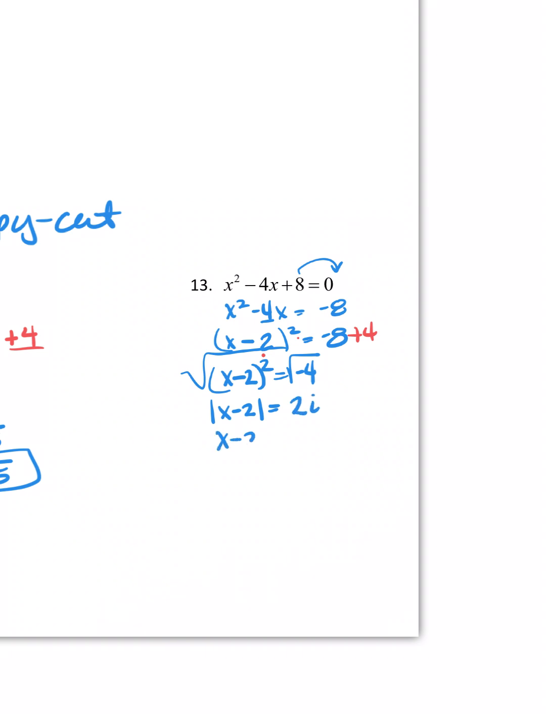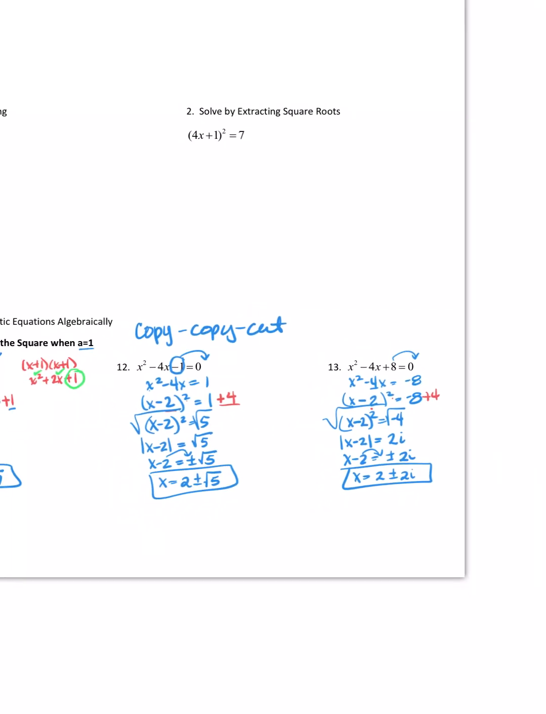Drop the absolute value bars by doing plus or minus, and then we move the 2 over to isolate x. So I'll have 2 plus or minus 2i. And there is my answer. Let's go to the next page.